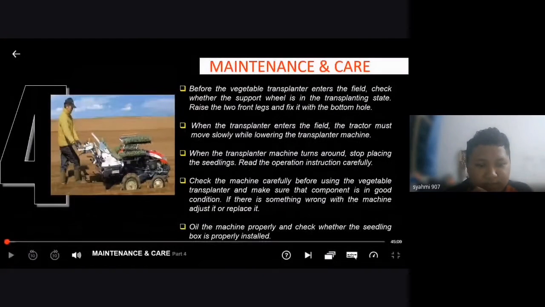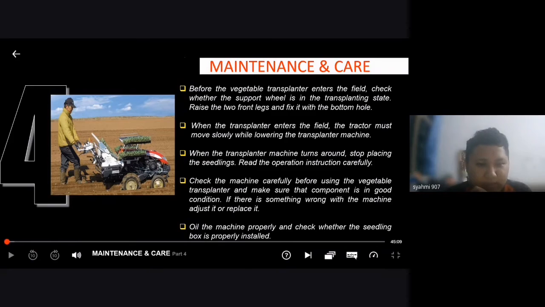Okay, next page. For maintenance and care, we continue. Firstly, before the vegetable transplanter enters the field, check whether the support wheel is in the transplanting state, raise the two front legs and fit them with the bottom pole.